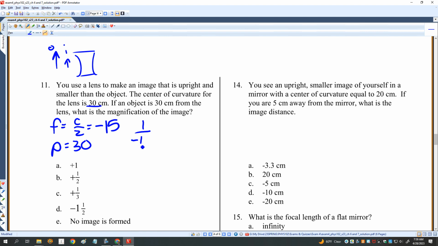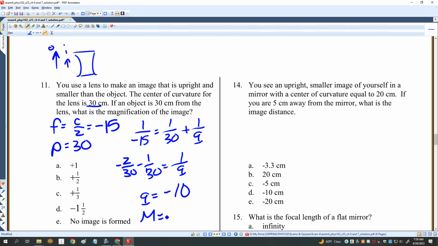So I have 1 over negative 15 equals 1 over 30 plus 1 over q. That's negative 2 over 30 minus 1 over 30 equals 1 over q. That's 3 over 30, so q is equal to negative 10. And then my magnification is negative q, which is negative negative 10, over p, which is 30, or positive 1/3.